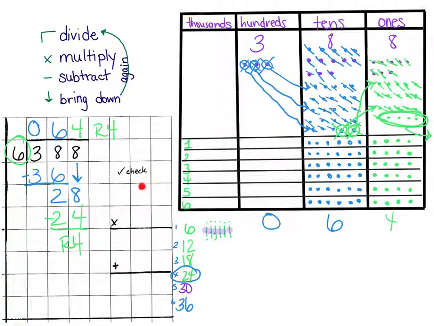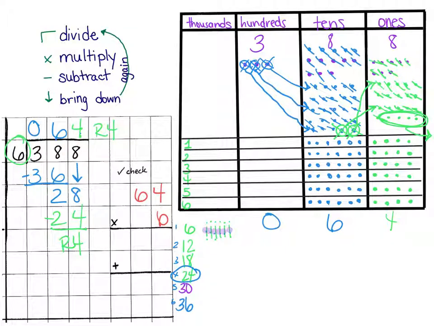So when we check our answer, we're going to start with the answer that we got, 64. And we're going to multiply it times the divisor of 6, because we have 6 groups. So we're taking a group of 64 and we're multiplying it times the 6 groups to find out how much it is. So here's the 64, our answer, and we multiply it times our divisor of 6.